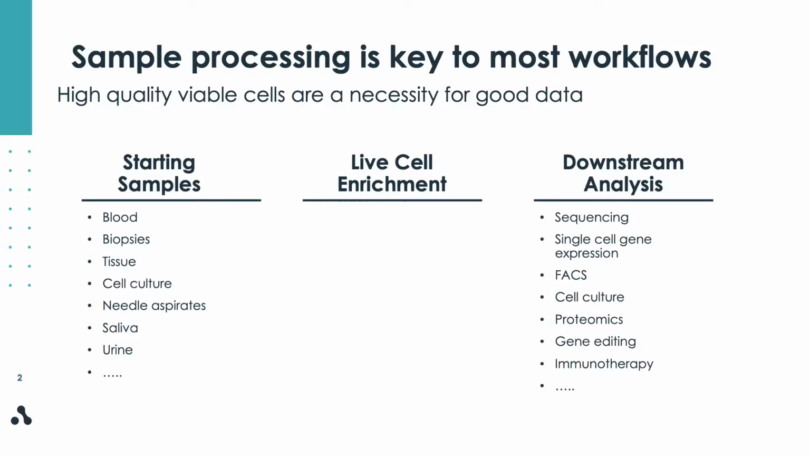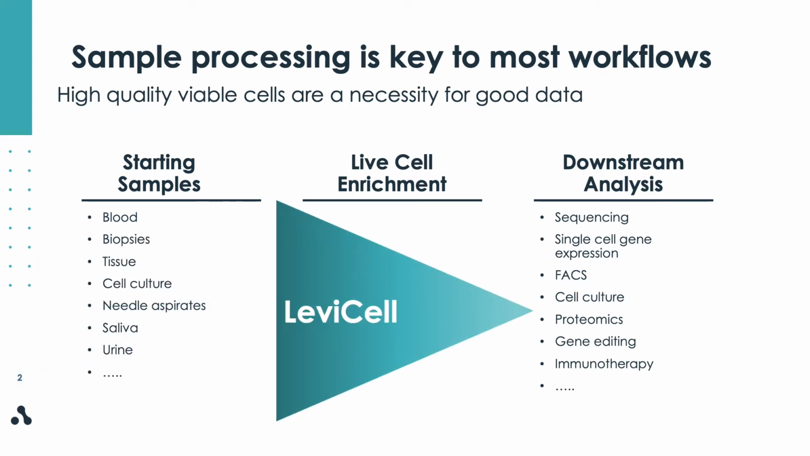Now, to start off with, sample processing is actually the most difficult and often quite overlooked part of any downstream analysis. Regardless of the type of starting sample, whether it's blood, biopsy, tissue, cell culture, and regardless of what downstream analysis is being performed on that specific sample of interest, live cell enrichment is a key step that is critically vital for a high quality analysis. The old saying of garbage in, garbage out could not be more true here.